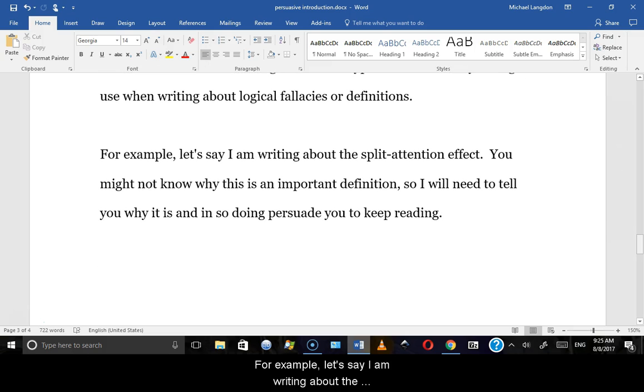For example, let's say I'm writing about the split attention effect. You might not know why this is an important definition, so I will need to tell you why it is, and in so doing persuade you to keep reading.